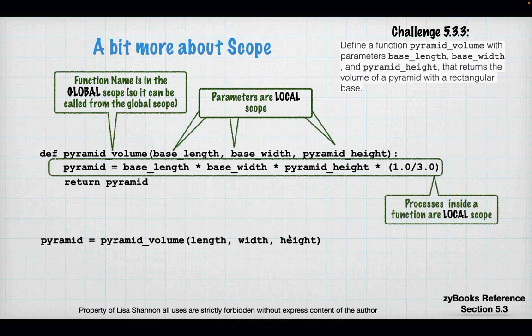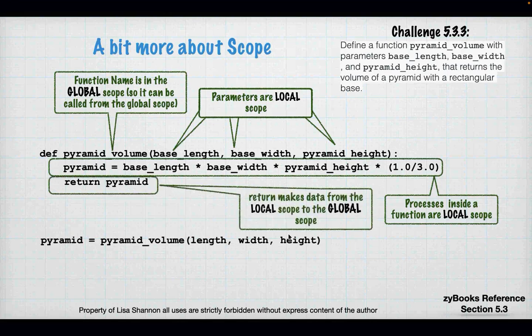Okay, all processes are inside the local scope of the function. So anything that happens once it's indented is local scope. The return is also local scope, but it's a transition point. It allows you to move from the local scope to the global scope.